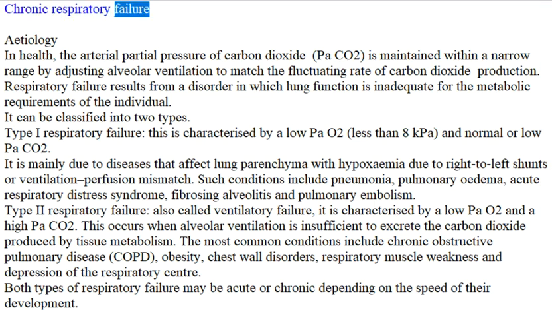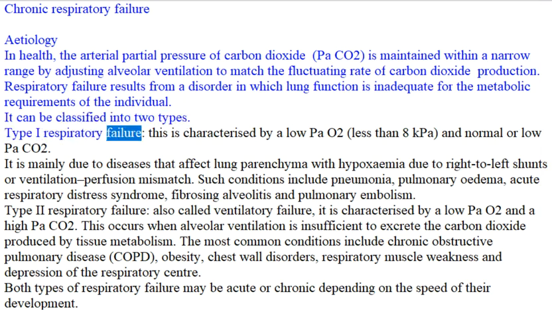Chronic respiratory failure. Etiology. In health, the arterial partial pressure of carbon dioxide, PaCO2, is maintained within a narrow range by adjusting alveolar ventilation to match the fluctuating rate of carbon dioxide production. Respiratory failure results from a disorder in which lung function is inadequate for the metabolic requirements of the individual. It can be classified into two types.